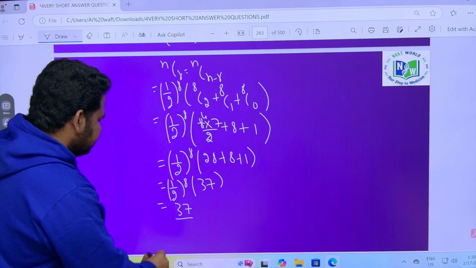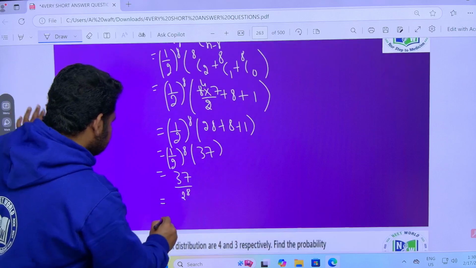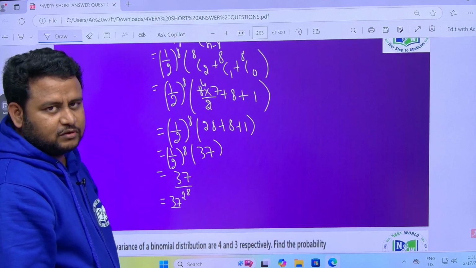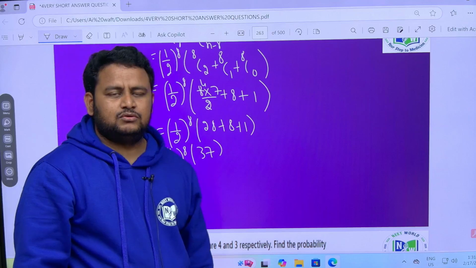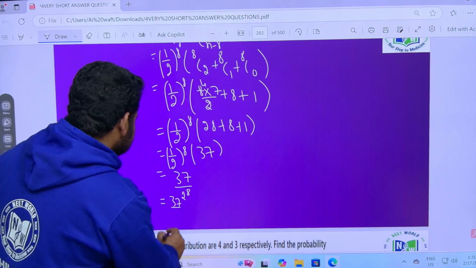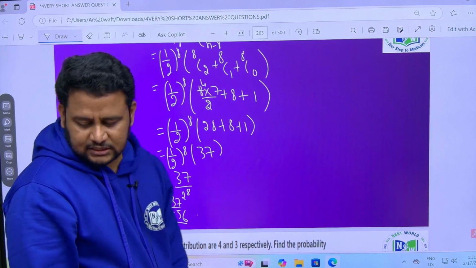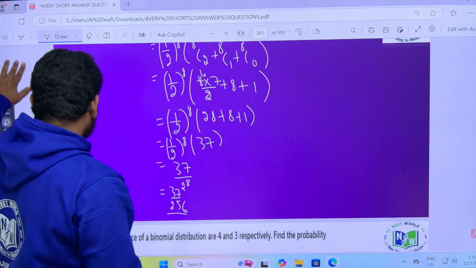2 to the power of 8. That is what? 2 to the power of 5 is 32, 2 to the power of 6 is 64, 2 to the power of 7 is 128, 2 to the power of 8 is 256. So 37 by 256. This is the answer to this question. Got it, friends?